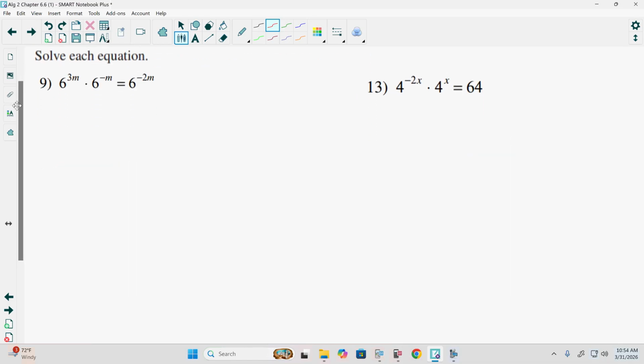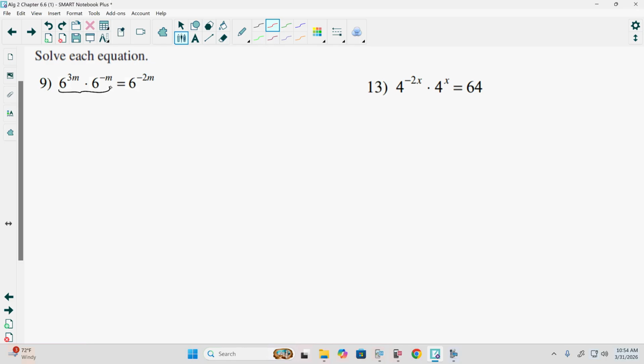So number 9, we have 6 to the 3m times 6 to the negative m is equal to 6 to the negative 2m. Now this one here, we do see that all the bases are 6. On the right-hand side, we do have one base, but the left-hand side, we have 2. We need it to be 1 and 1. We can't have it set up in this way. But we do have one nice thing.